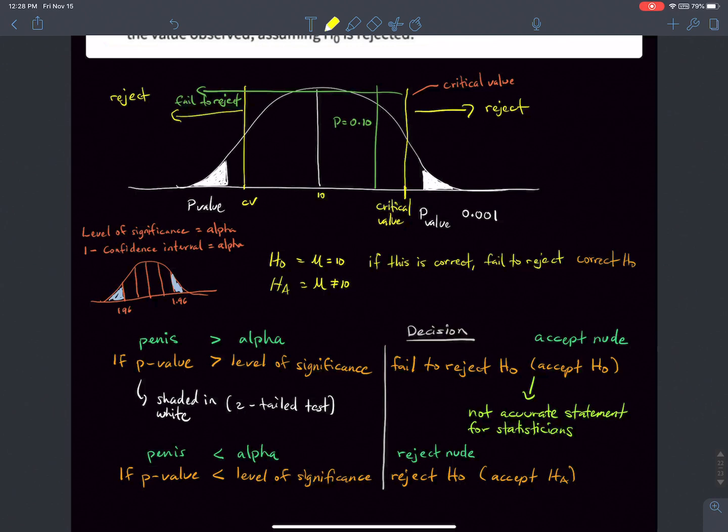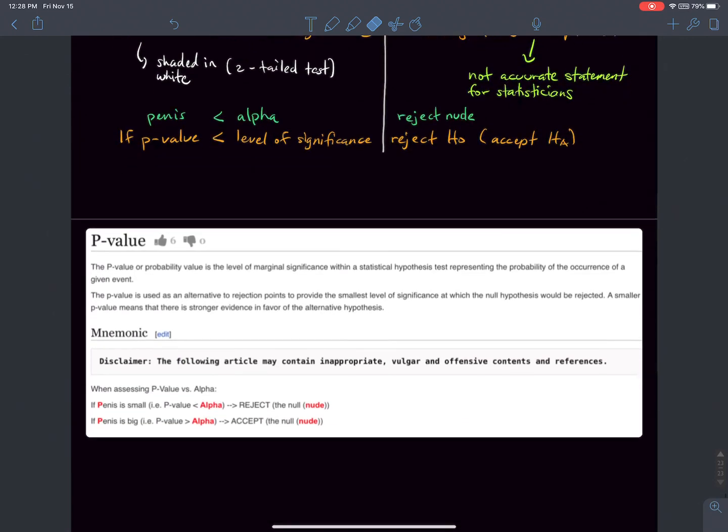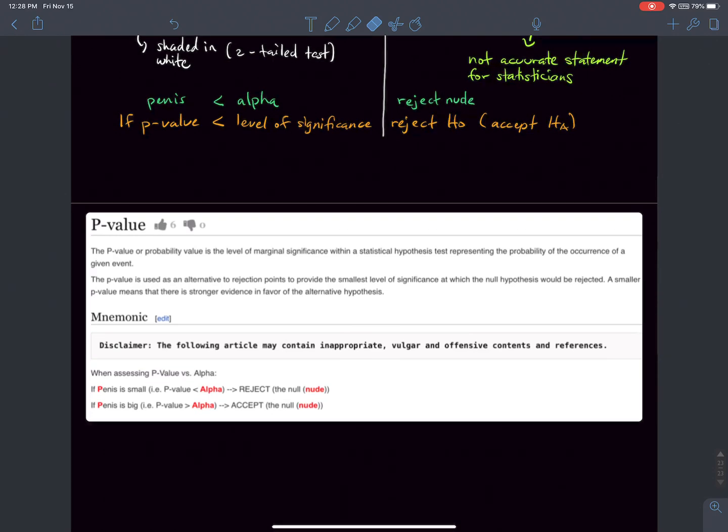Now, this is the rule. This is how I got it. P-value. The p-value or probability value is the level of marginal significance within a statistical hypothesis test representing the probability of occurrence of a given event. A p-value is used as an alternative to rejection points to provide the smallest level of significance at which the null hypothesis would be rejected.